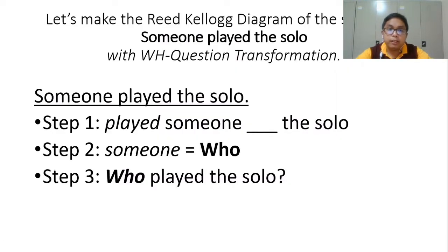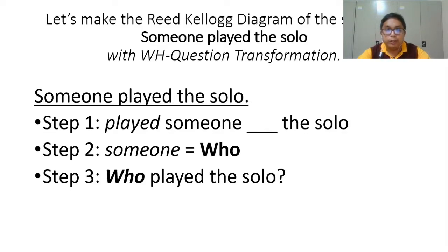Now, let's make the Reed-Kellogg diagram of the sentence, someone played the solo, with the WH question transformation. Thus, for the sentence, someone played the solo, we first need to undergo WH question transformation. So for step 1, you need first to place the verb in the beginning of the sentence, which is why we will have played someone the solo.